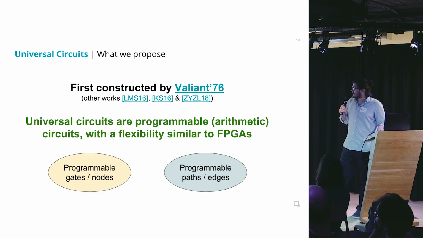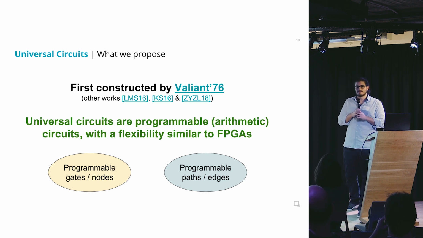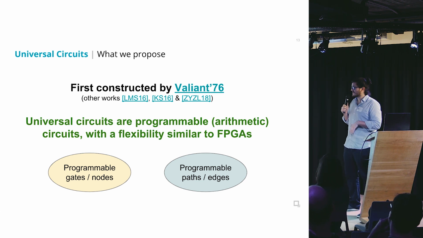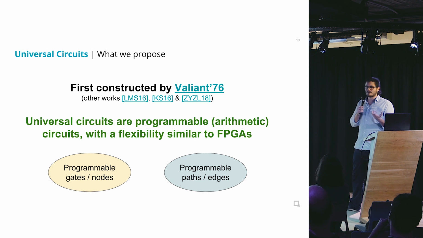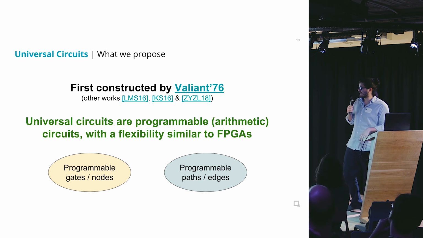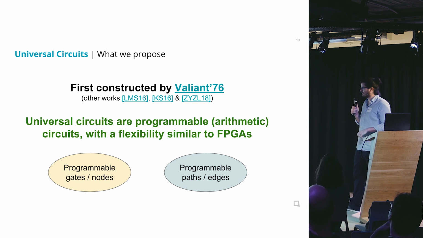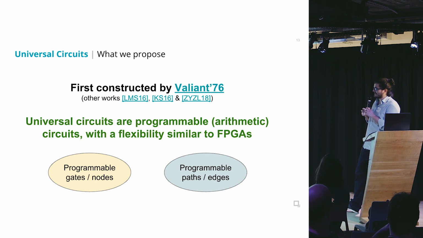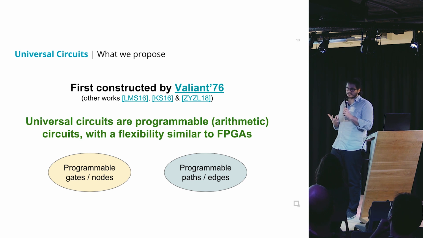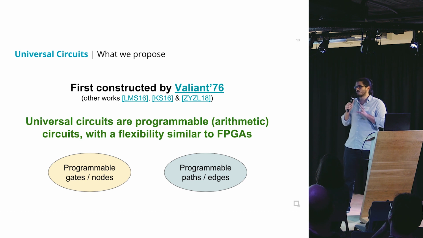So the first instance of universal circuits was published by Valiant in '76. It's a very interesting construction and kind of computer science primitive in some sense. And there is follow-up works that, when I share the slides, these are all linkable, so you'll probably have access to the papers. And in one sentence, universal circuits are essentially programmable circuits, or in this case, arithmetic circuits, with some kind of a flexibility similar to FPGAs, right?